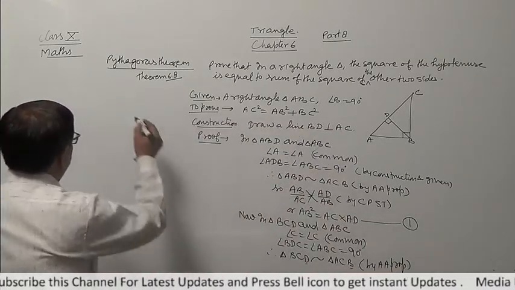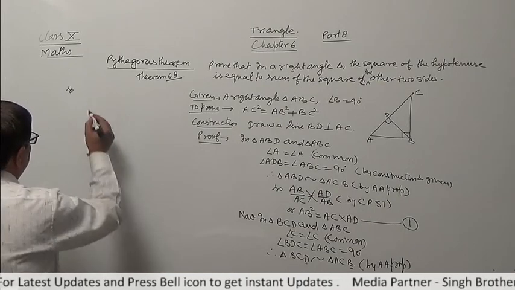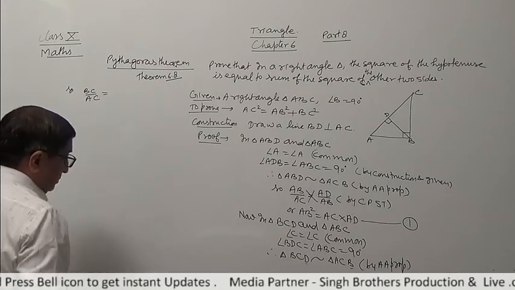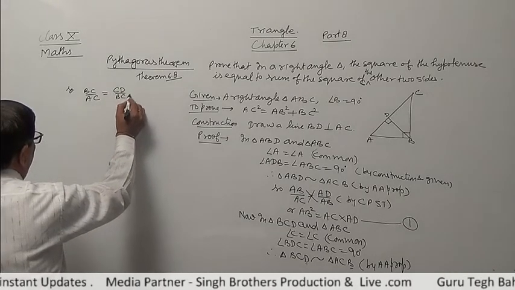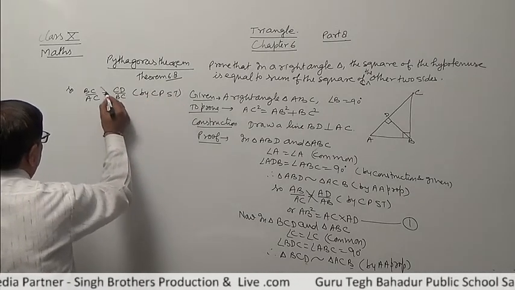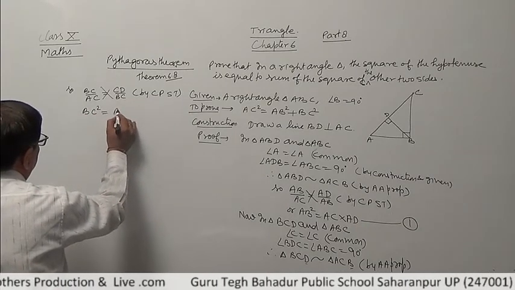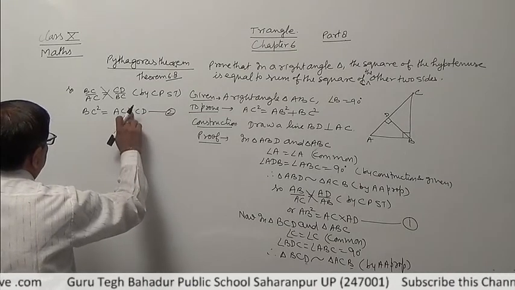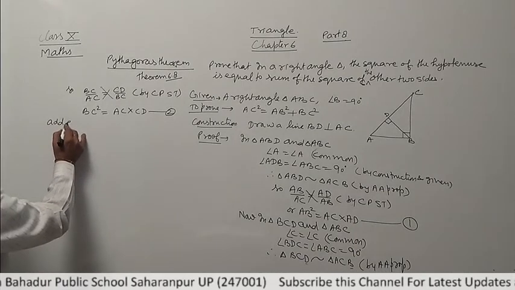So BC upon AC is equal to CD upon BC. By CPST, cross multiply, so it becomes BC square is equal to AC into CD. This is equation 2. Add equation 1 and equation 2.